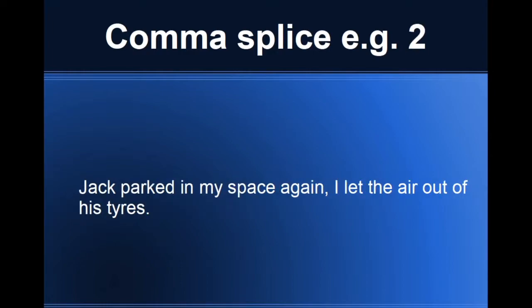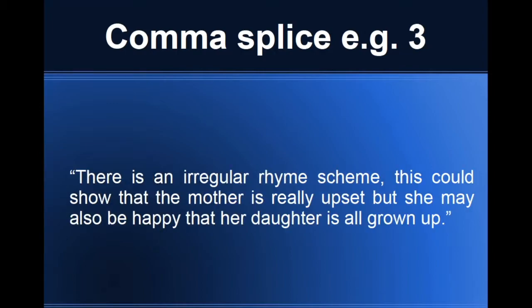Next example, Jack parked in my space again, I let the air out of his tires. So same problem again. Similarly, we need to add a word after the comma, a conjunction, so in this case, because it's cause and effect, or again, make two separate sentences, or best of all, add the semicolon. And as in the previous example, this is grammatically perfect and it hints at the connection, which is cause and effect. If you wanted to, you could say therefore after the semicolon, or as a result, but again, it's not necessary because it's implied.